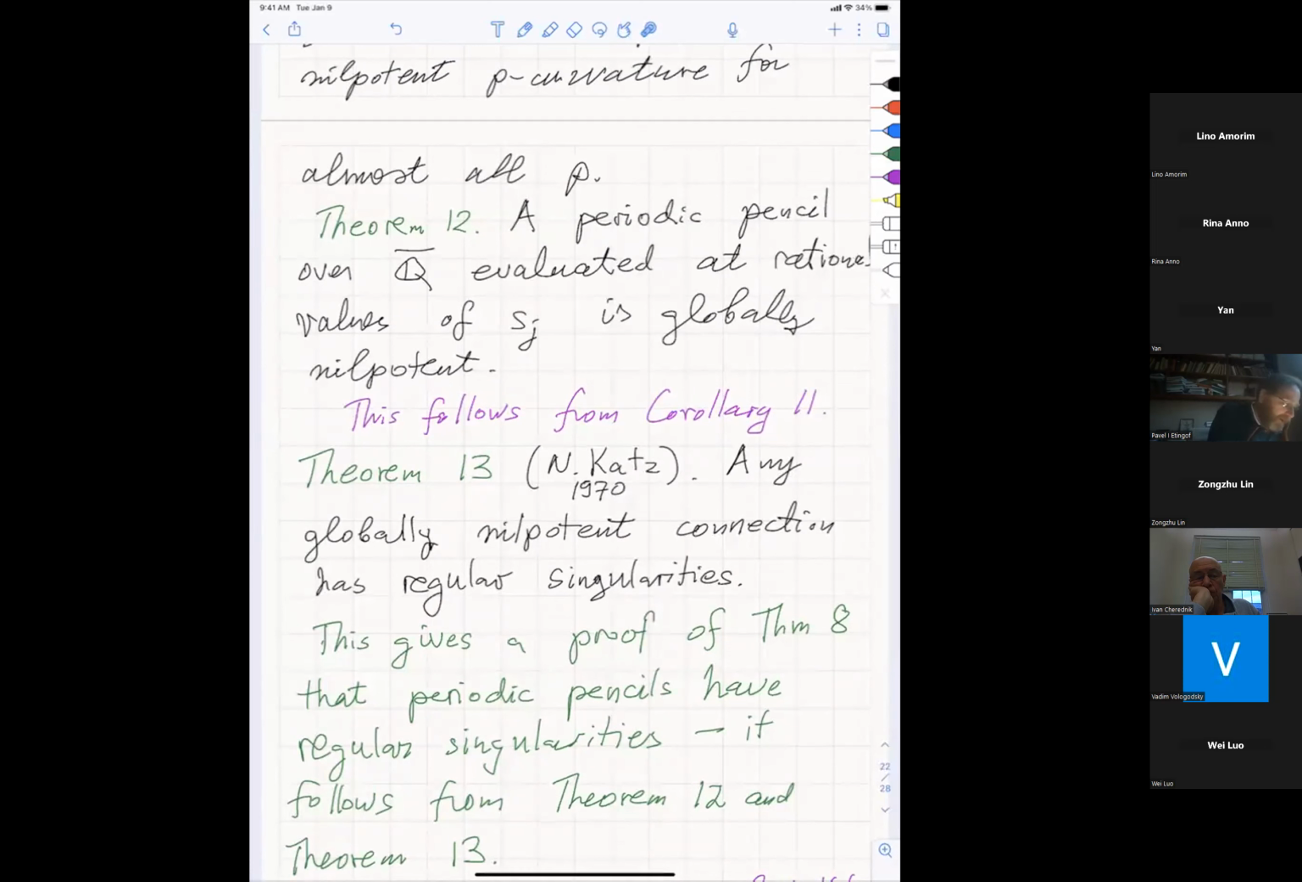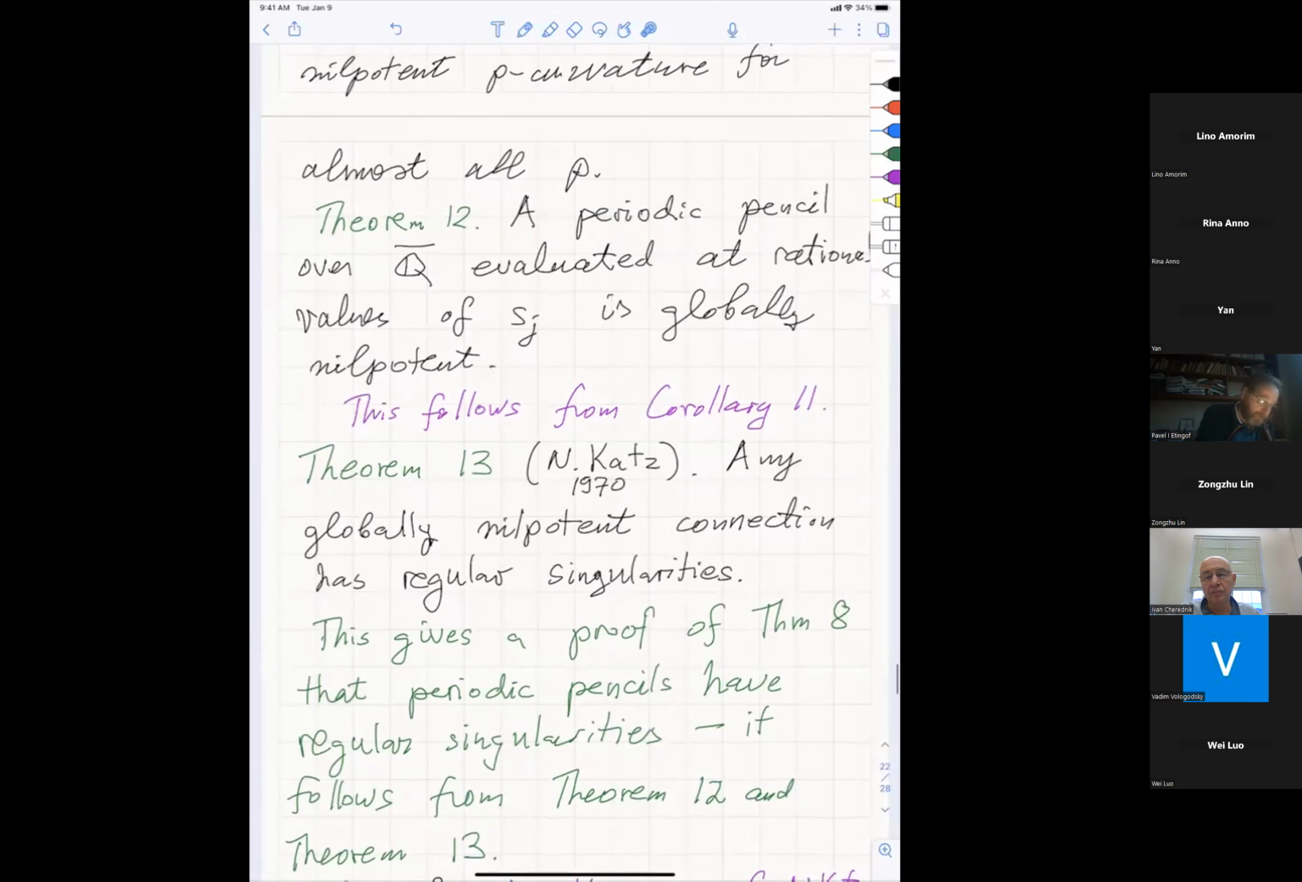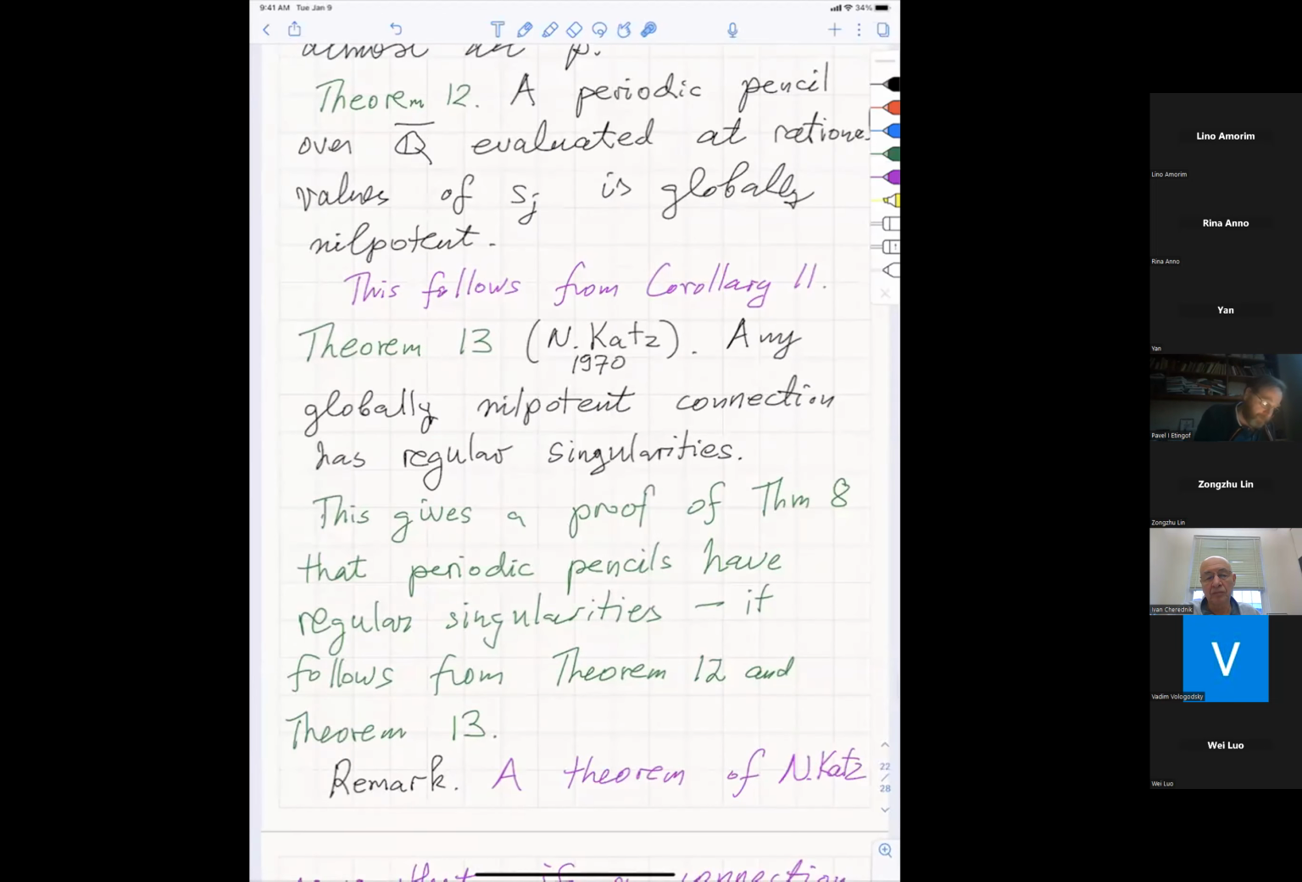they have to be defined over Q bar, but there is a kind of abstract nonsense technique: if it has some transcendental parameters, you can project them to Q bar by making them variables. So that's a standard trick, which I won't explain, but it's not a problem. And so what we obtain is that every globally nilpotent connection has regular singularity. Every periodic pencil has regular singularities.